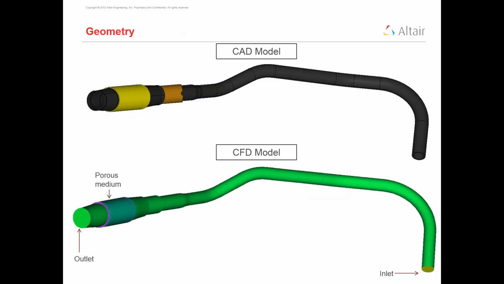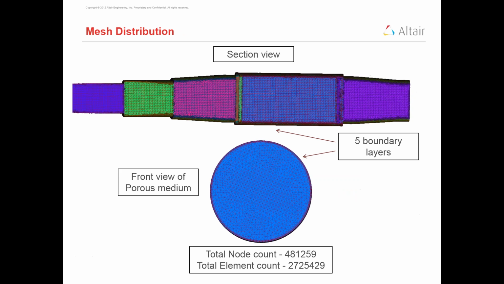So this is the CAD model as I have shown to you, and the CFD model, the porous medium, inlet and outlet. This is the sectional view of the mesh. You can see the 5 boundary layers over the porous medium. Total node count is around 481,259. Total element count is 2,725,429, so basically 2.7 million. You can see the mesh over the porous medium, and the front view of the porous medium.